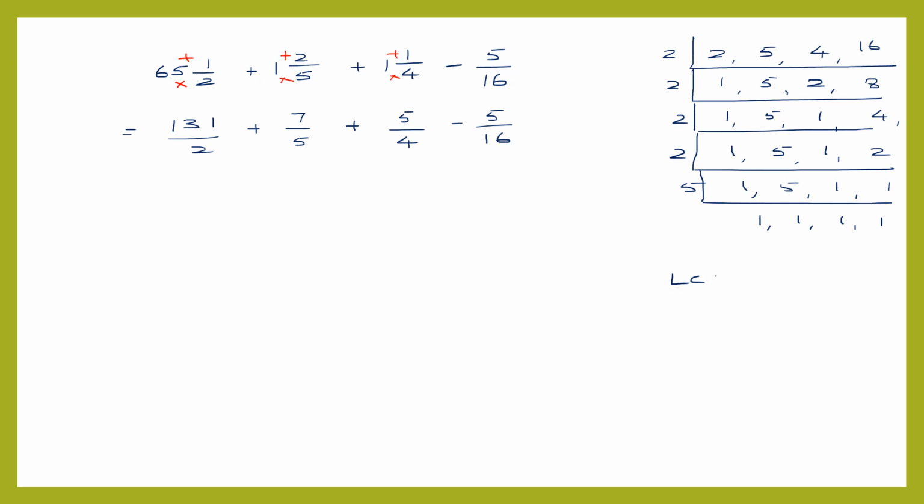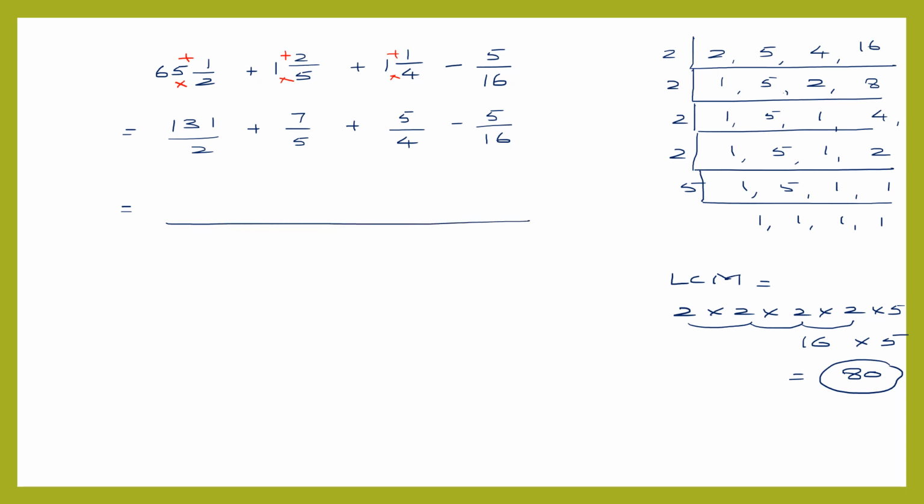Now let's find the LCM here. So that is 2 into 2 into 2 into 2 into 5. 2 2s are 4, 4 2s are 8, 8 2s are 16. So this is 16 into 5. 16 into 5 is 80. So the LCM is 80 and we're going to use that as the common denominator here, 80, to find our new numerators. Let's begin with the first fraction, 131 by 2.